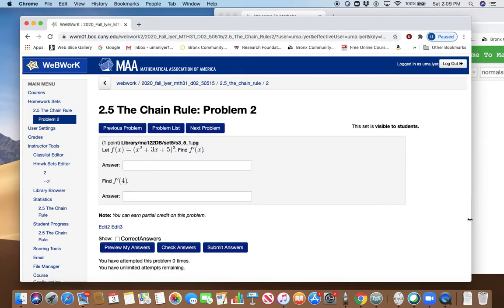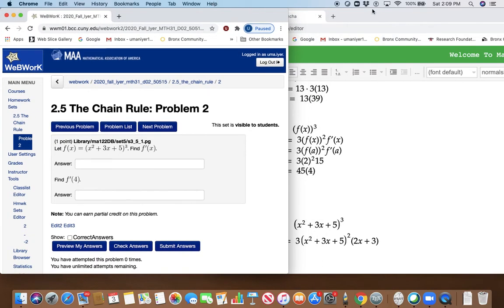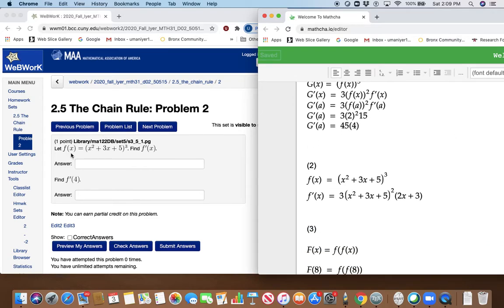Next. All right. F(x) is a polynomial power 3. Find the derivative. Polynomial power 3. So the derivative, you start from the outer function. The outer function is the power function. So 3 comes down and the power reduces by 1.